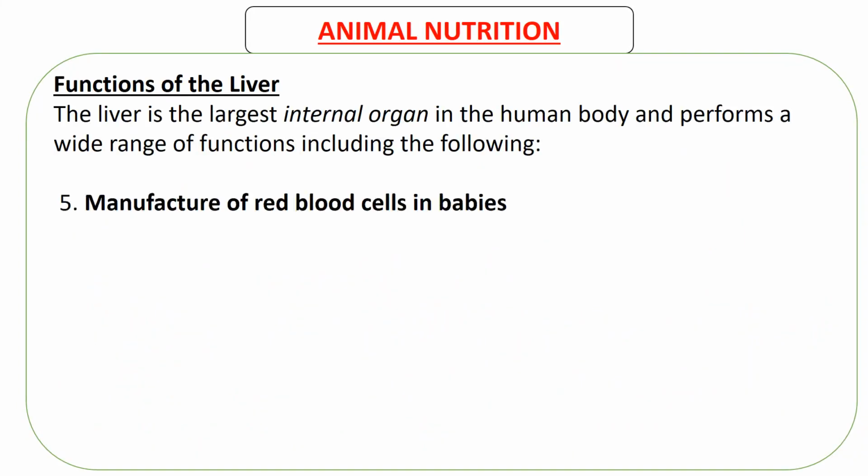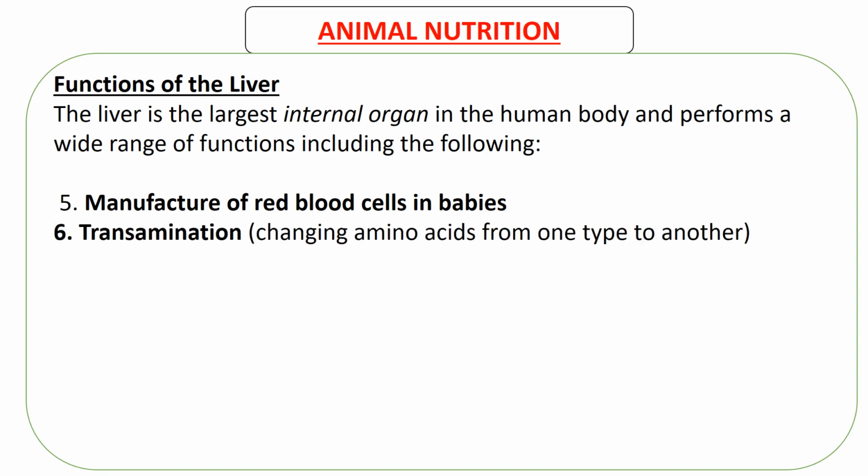So we continue. Number 5, manufacture of red blood cells in babies. The liver is the one that makes red blood cells in babies. Number 6, transamination. This is the process of changing amino acids from one type to another. Amino acids have got types. So the liver is responsible for changing them from one type to another.